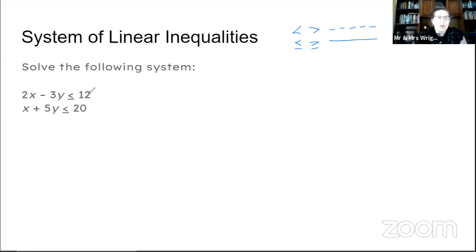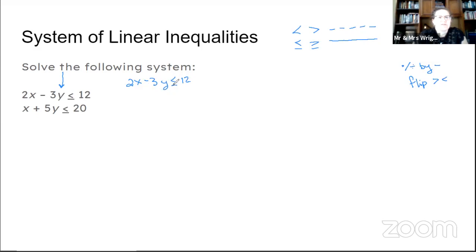Now, we have two inequalities here. The easiest way to graph these is to go ahead and solve for the y variable. So we want to get y by itself. Let's take the first one: 2x minus 3y is less than or equal to 12. And remember, when we're solving inequalities, if we multiply or divide by a negative, we need to flip the inequality sign, right?